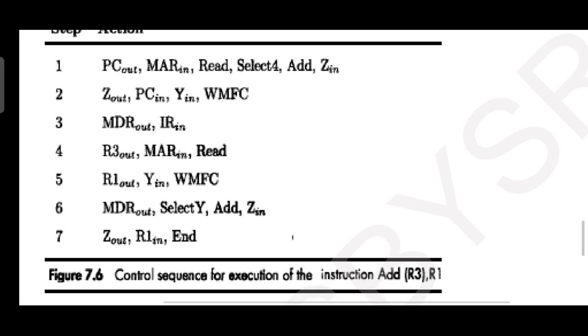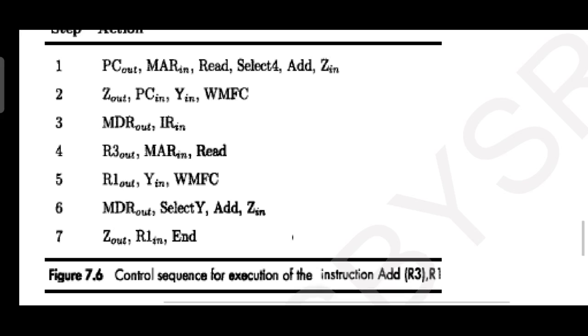Then perform the addition as per our requirement, and transfer the result back onto Z. How? Activate Z in, that's it. Now it is to be stored permanently on R1. Z is a kind of temporary processor register.